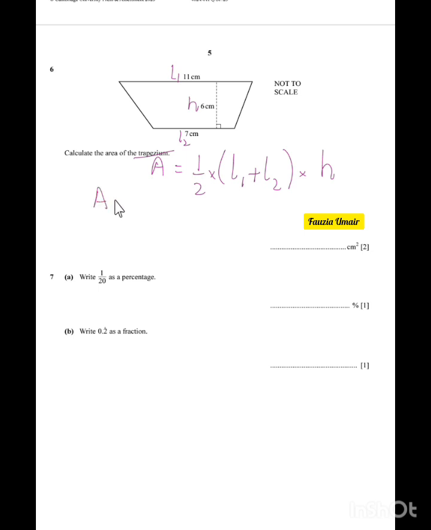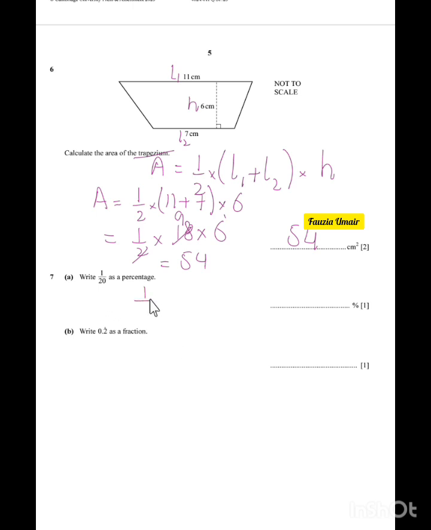So area would be half into 11 plus 7 into height, which is 6. So half into 18 into 6. So don't make mistake in the simplification. So 2 9s are 18 and 6 9s are 54. Unit is already written, so I will just write 54 in the answer line.